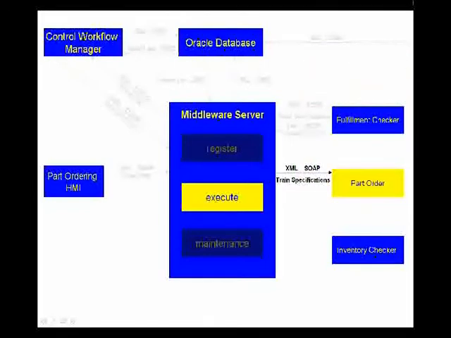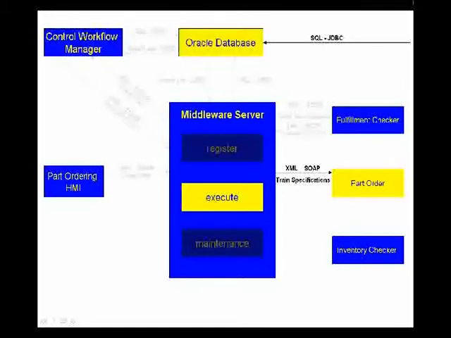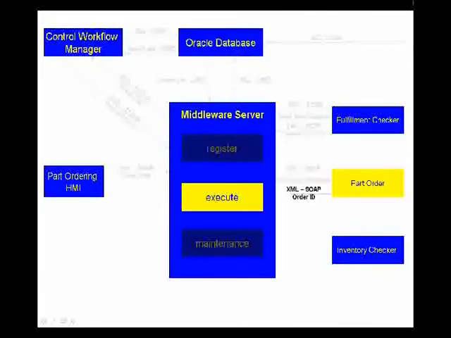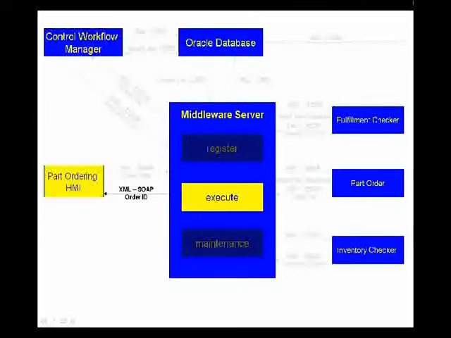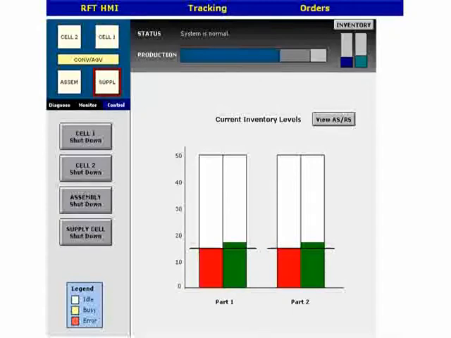The order information is sent to the order placement module. The order placement module generates an order ID and writes the request in the database. The order ID is sent back to the middleware server. Next, the inventory checker examines the remaining inventory. If the level is below a predefined threshold, the module sends an event to the middleware server, which relays the condition to the HMI.